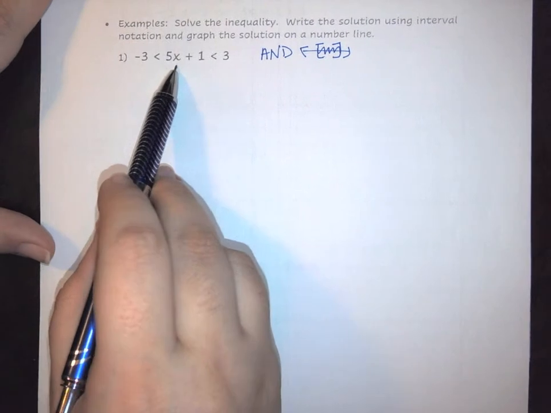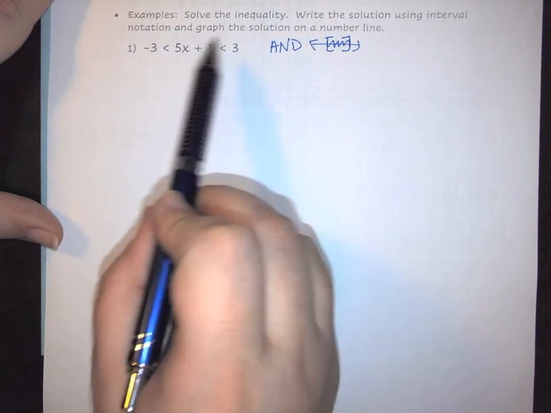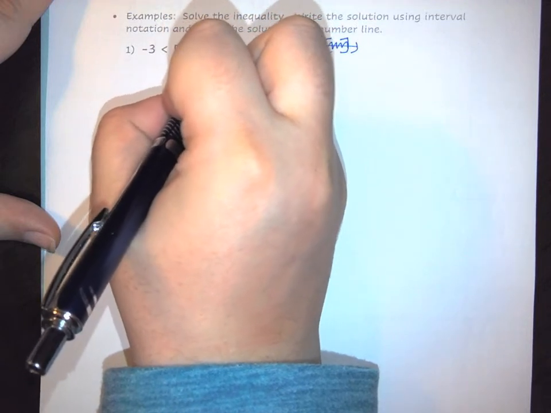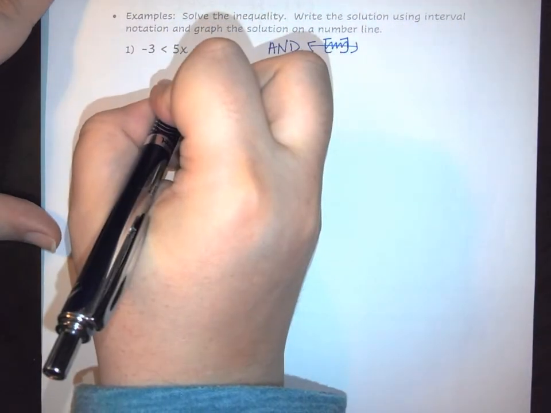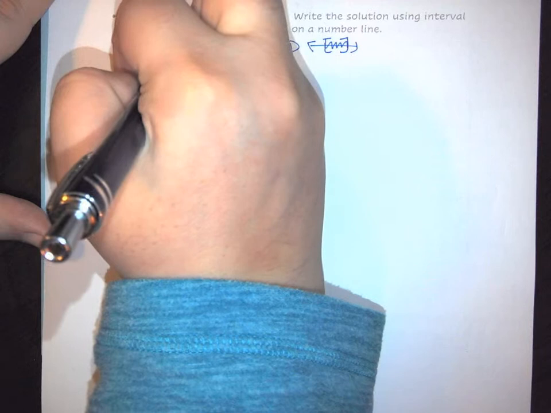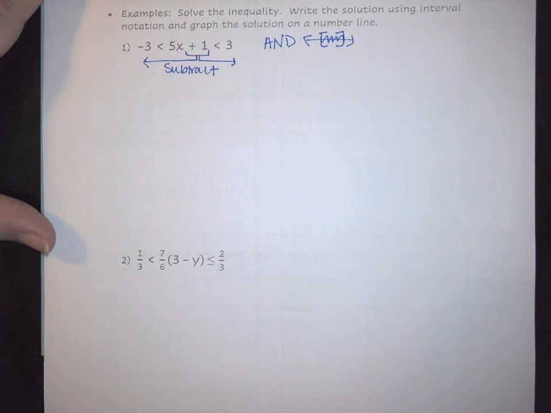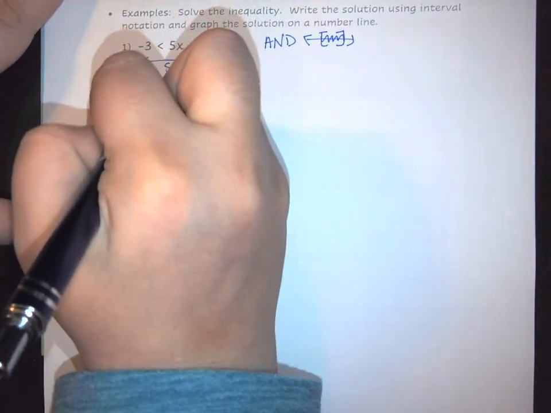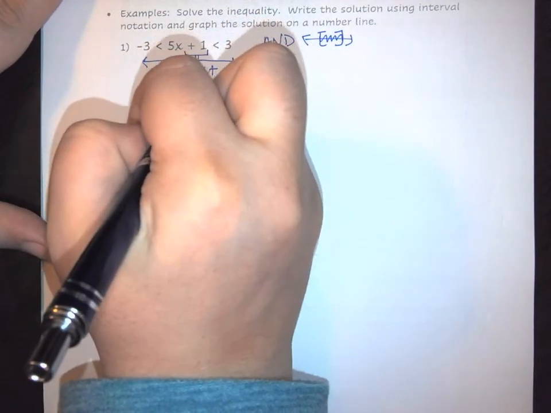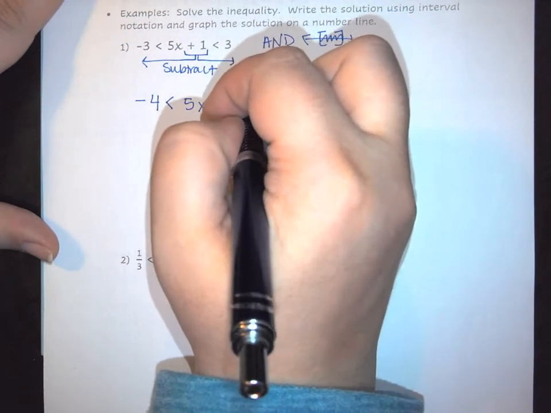So I need to get this x totally by itself. Whatever I do to the middle, I have to do to both outer sides. So the first thing I'm going to do is take this 1 and move it in both directions. It is being added, so to move it, I'm going to subtract in both directions. So here I'm going to have -3 minus 1, which gives me a -4. I did not add or multiply or divide, so my sign stays the same. I've got a 5x left in the middle. Again, my sign stays the same. And 3 minus 1 is 2.